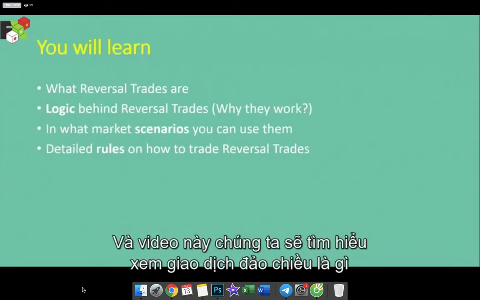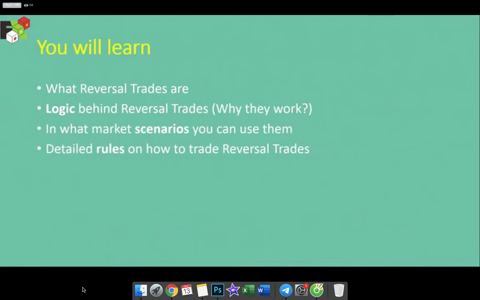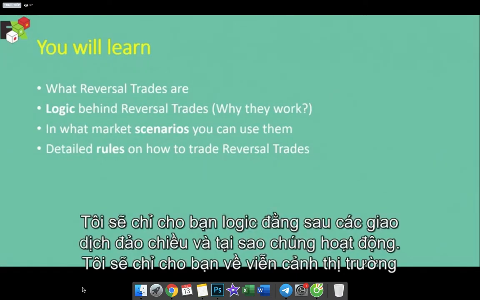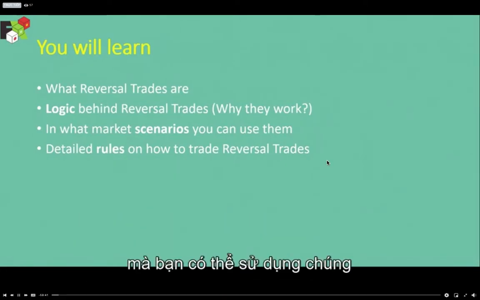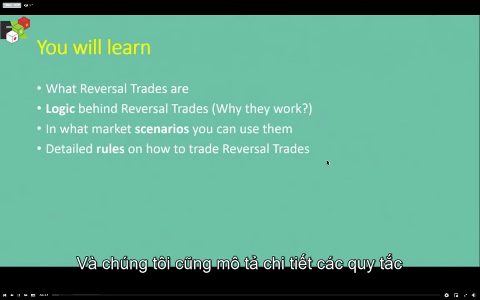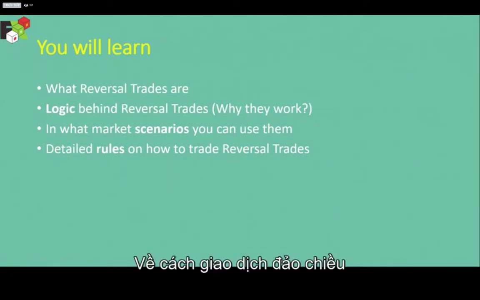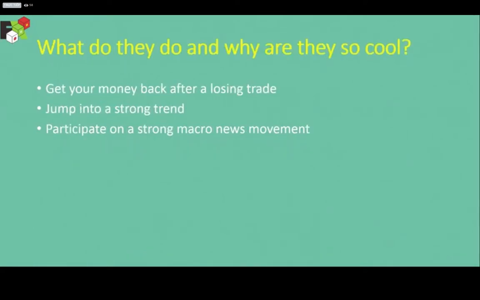In this video we will learn what reversal trades are. I will show you the logic behind reversal trades and why they work. I will show you the market scenarios in which you can use them, and I'll also describe detailed rules on how to trade the reversal trades.